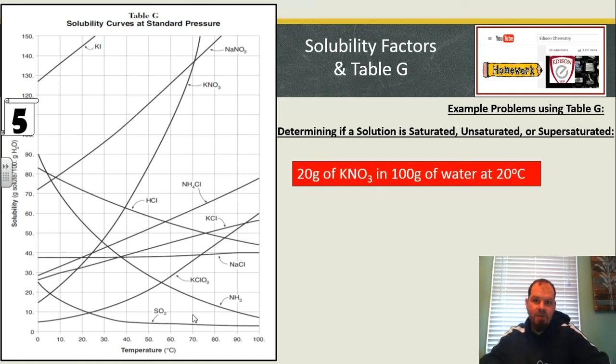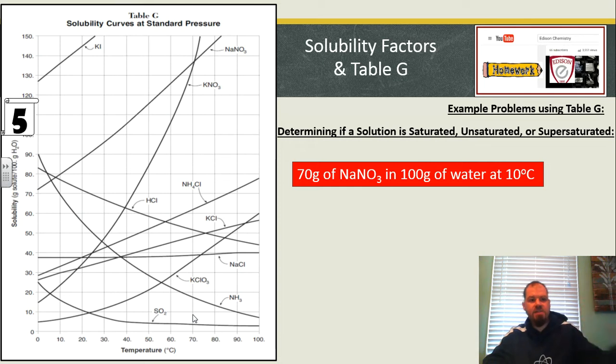Another example, 20 grams of KNO3 at 20 degrees. So I'm going to run 20 grams, 20 degrees, and see where it goes in relation to KNO3. So here's where they mark. I see that KNO3 is this real long, sloping line, and it's below the line, so it is unsaturated. Good?